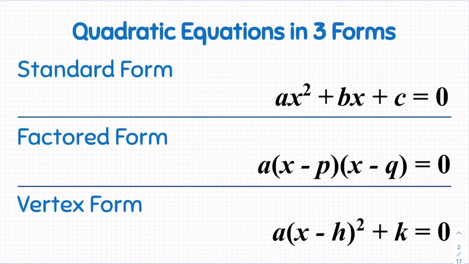Quadratic equations can come in three different forms. We've talked a lot about standard form, how it's ax squared plus bx plus c equals 0. We've also worked on moving that standard form into a factored form to make it solvable. And now we're going to talk a little bit about vertex form. Vertex form is a times x minus h squared plus k equals 0. All three forms have pros and cons, and as we move throughout this unit, we're going to refer to all three of these forms.